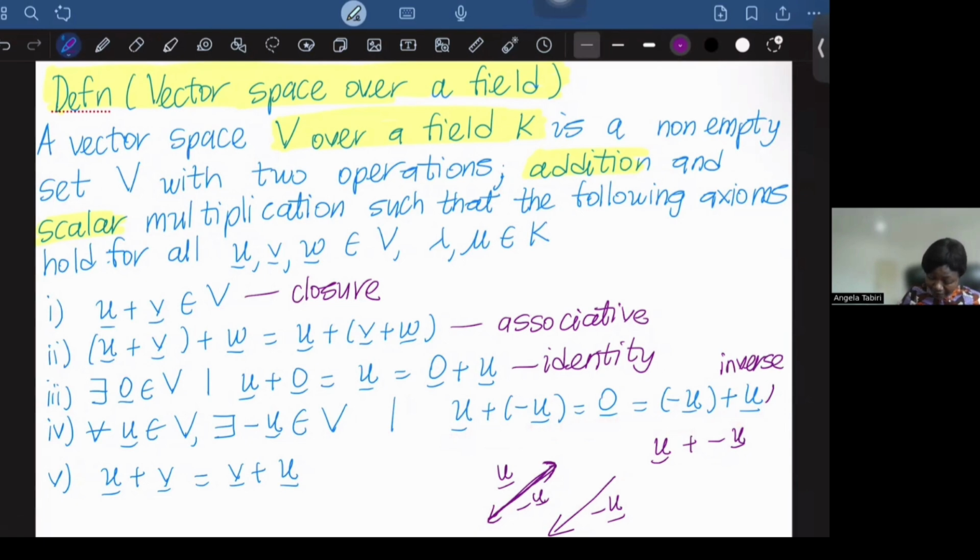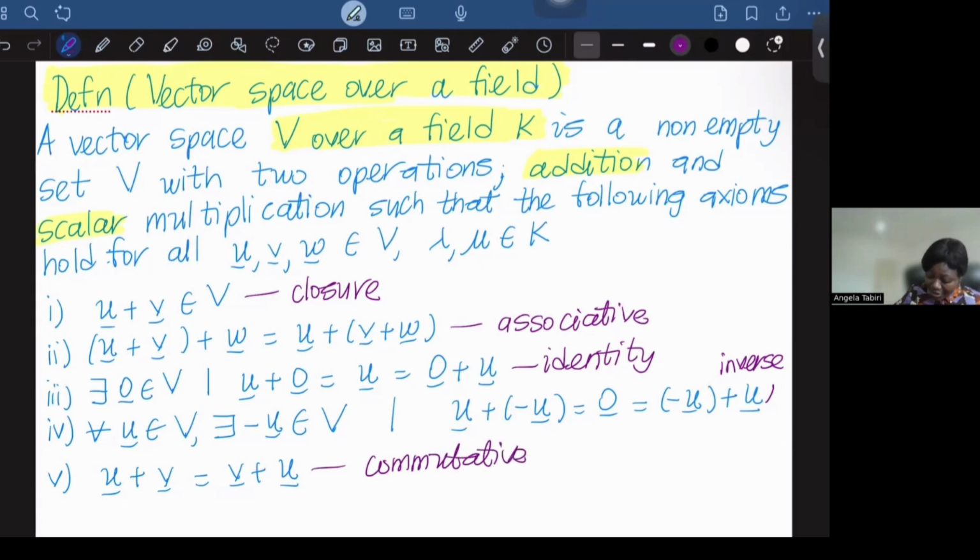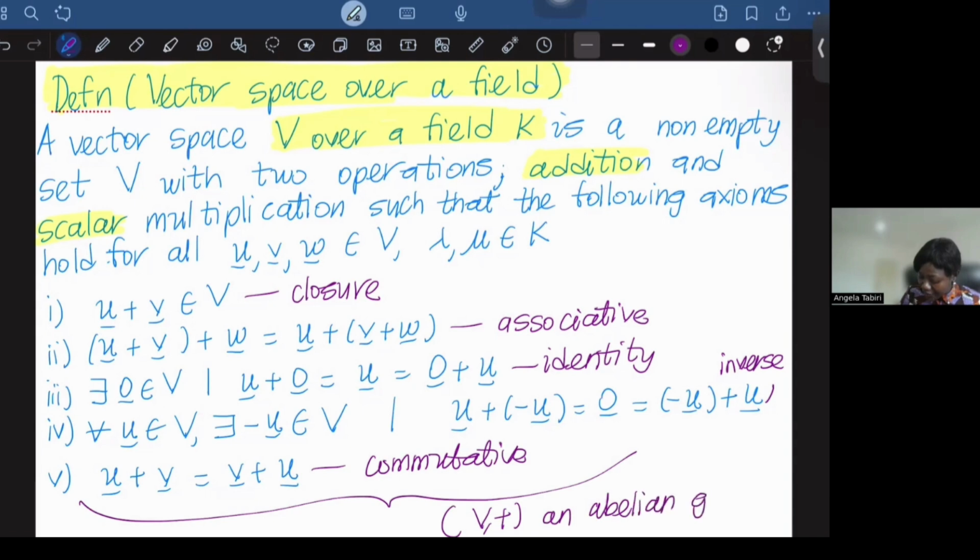And similarly, we want the addition to be commutative. We want the order in which you add the vectors not to matter. So whether you do U plus V or V plus U, you want it to be the same. This we call the commutative property. Now the set V under all these operations, we say that V under addition is an abelian group, or a commutative group.